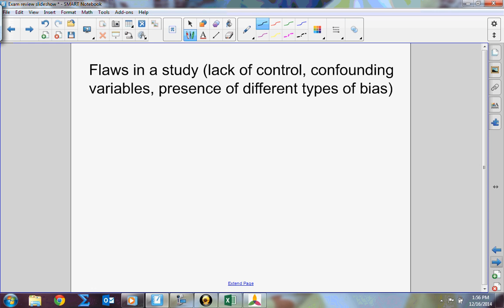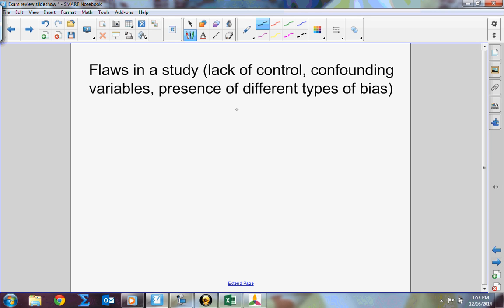Look for flaws in the study. You might look for a lack of control or confounding variables, the presence of different types of bias. And basically for this question, you'll be presented with a type of study, and the study will be described to you, and you're going to tell why that's not a very good study.